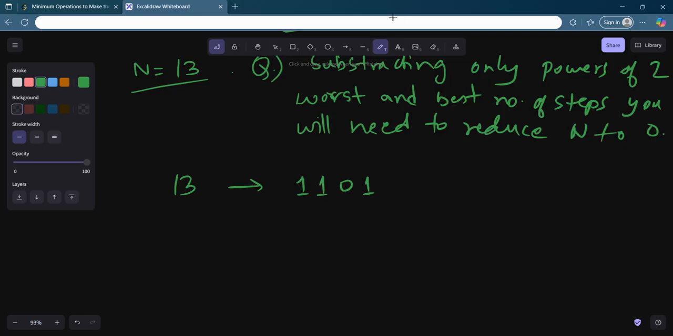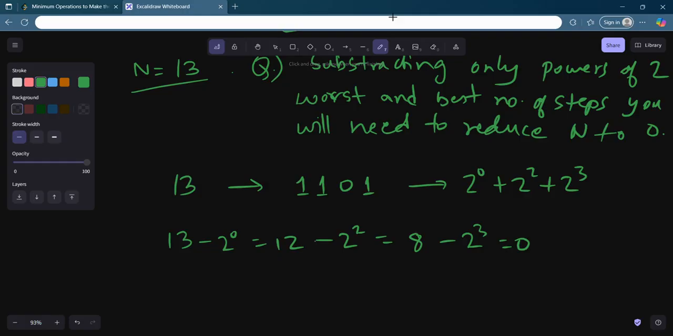From this you can write this as 2 to the power 0, 2 to the power 2, 2 to the power 3. This will be nothing but 13. So in the first operation I will subtract 2 to the power 0, it will become 12. In the second operation I will subtract 2 to the power 2, it will become 8. I will subtract 2 to the power 3, it will become 0. In this way I can reduce 13 to 0. So first thing which will come to your mind is this, and this is the minimum, this is the best you can do.